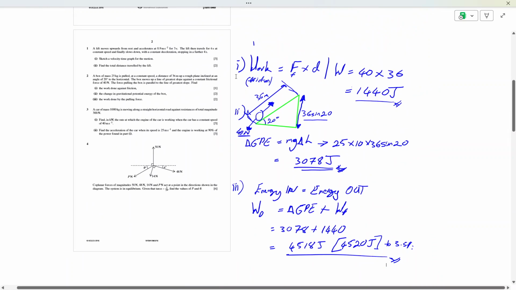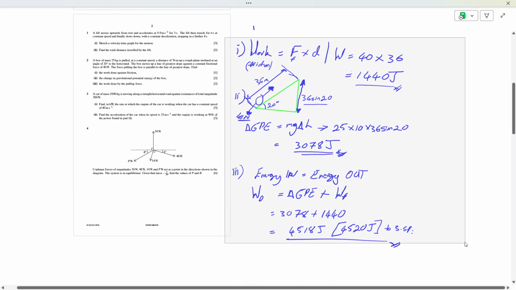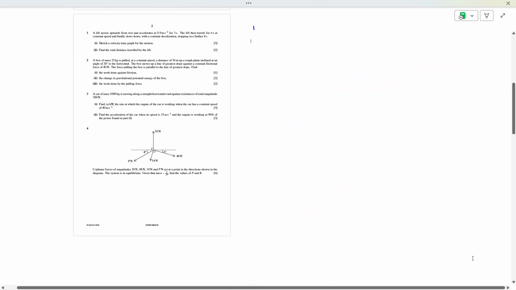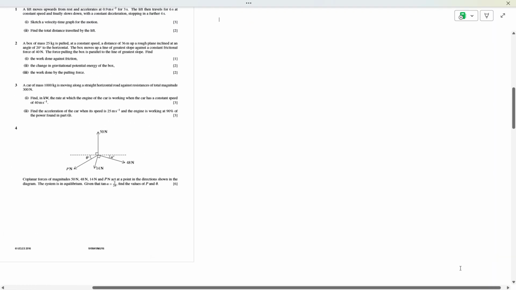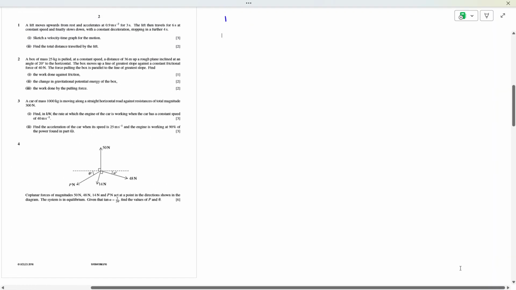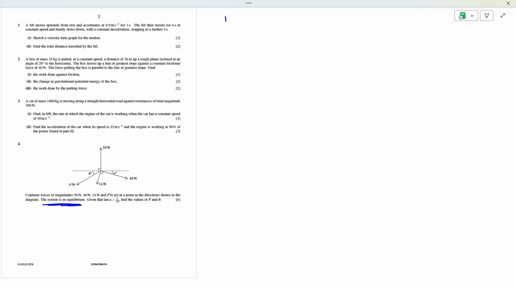Question 4. Question 4 says, the coplanar forces of magnitudes 50 newtons, 48 newtons, 14 newtons, and p newtons act at a point in the directions shown in the diagram. The system is in equilibrium. That's the key point here. Given that tan alpha is equal to 7/24, find the values of p and theta.